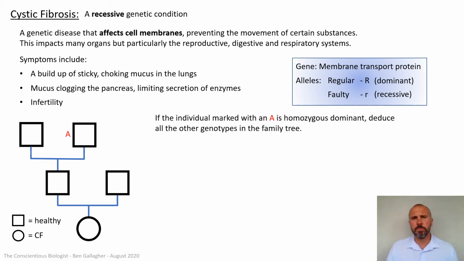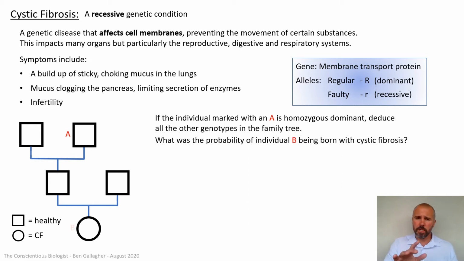But let's look at some exam questions based on this. So if the individual marked with an A, so I've put a red A over there in generation 1, if they're homozygous dominant, deduce all the other genotypes in the family tree. Now that doesn't sound like they're giving us much information to try and work out 5 people, but it's all that we need because of the other information we can deduce. As a second part of this question, they're going to ask what was the probability of individual B, which is that 3rd generation one, being born with cystic fibrosis. So what was the probability?